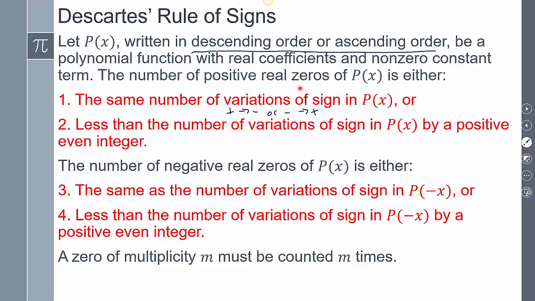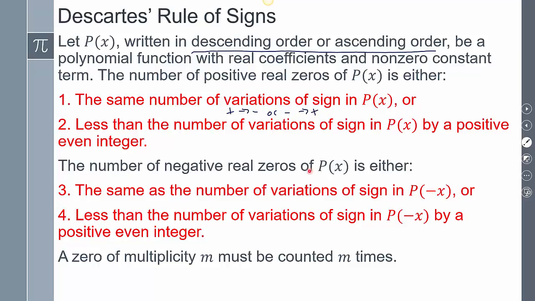So let's just say hypothetically it varied 7 times. If it's less than by an even number, that means I'm counting down by an even number. So it could be 7, or it could be 5, or it could be 3, or it could be 1. I counted down by an even integer. And so I could have situations in which it could be any of those values there. Now you can't have negative zeros because it either crosses the x-axis or it doesn't. There's no such thing as a negative zero. So that's something just to be aware of.